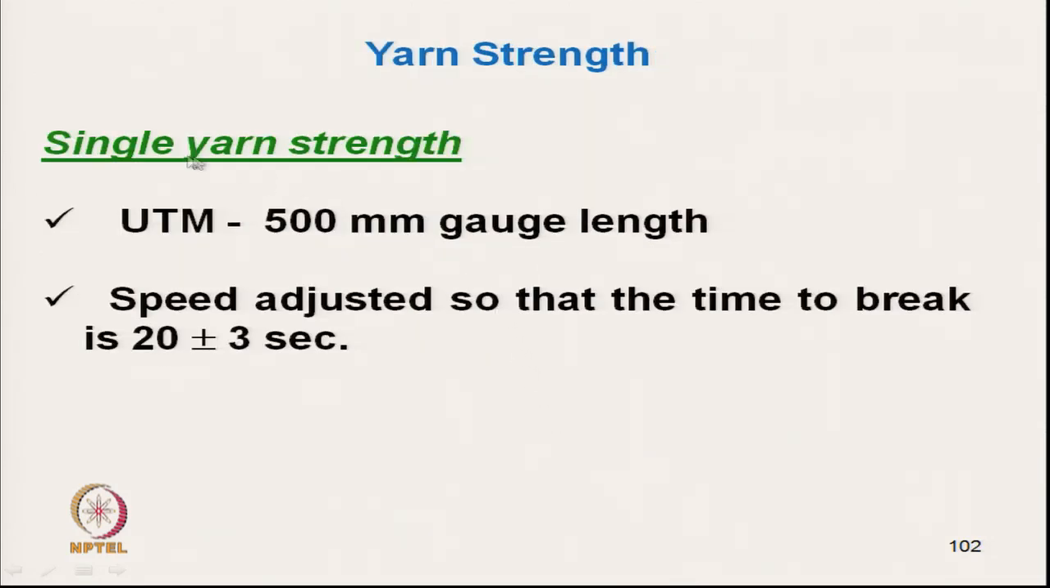Next is single yarn strength testing. A UTM, universal testing machine, is used, which works on the strain gauge principle, and normally the standard gauge length is 500 millimeter, that is 50 centimeter. The speed is adjusted so that the time to break is 20 plus or minus 3 seconds. That is what you have to adjust, so that it breaks during that time.